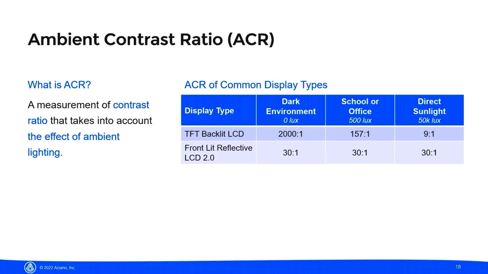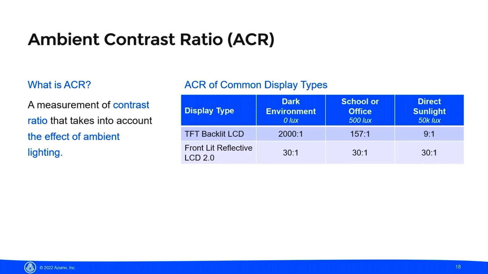So you can see, depending on that environment, some of these displays will have a significant degradation in the contrast ratio. And that usually is with the LCDs, the TFT LCDs, and the OLED devices. Contrast that with a front lit reflective device like the LCD 2.0 with the front light. And you get a consistent 30:1 contrast ratio, whether it's in a dark environment or in direct sunlight.